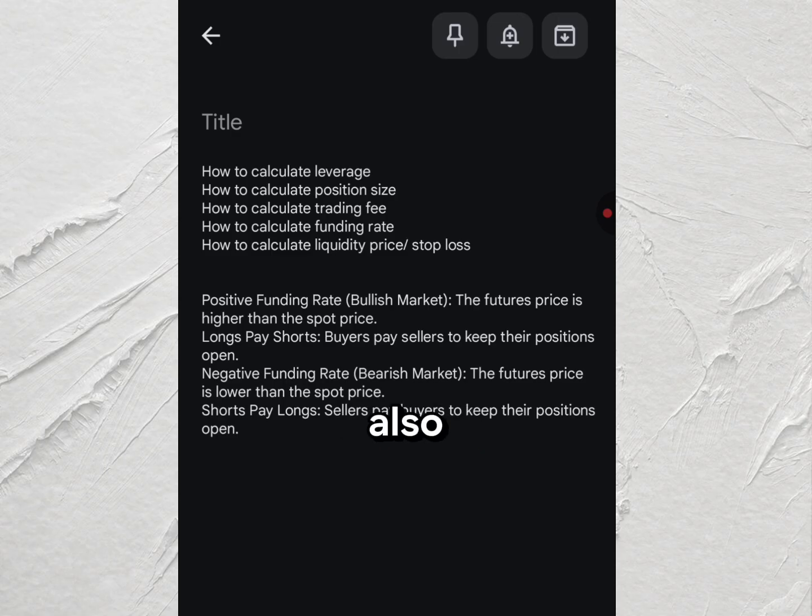And the market is also in a very negative funding rate, usually in a bearish market, if the market is going down. It happens when the future price is lower than the spot price. So if the future price is lower than the spot price, the short traders will pay the long traders. As simple as that. And if the future price is higher than the spot price, the long traders are going to pay the short traders.